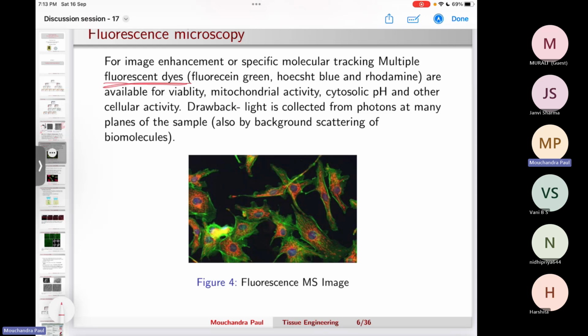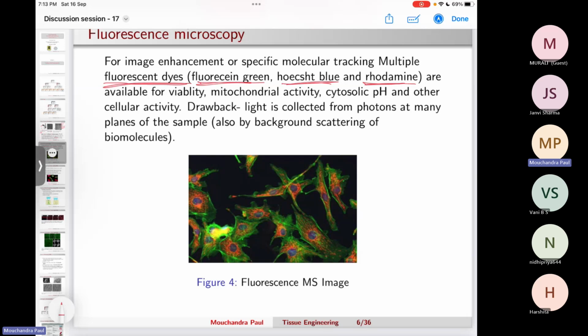Like fluorescent green is generally used to tag the cytoskeletal element. Then blue is used to tag the nucleus. Then there is rhodamine, that is usually used to tag other cytoskeletal elements. So these are different kinds of fluorescent dyes that people use to stain their cells, and visualize the location of the nucleus, the cytoplasm, etc.